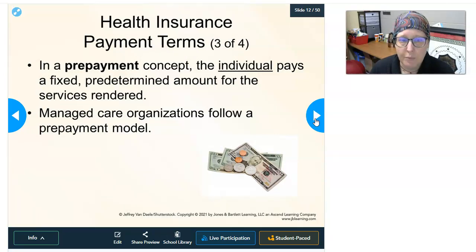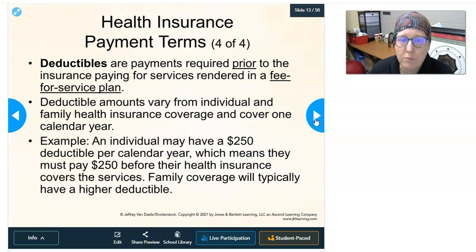It's just less hassle. So again, in the prepayment concept, the individual pays a fixed predetermined amount for the services rendered. So if you go to the doctor, it's $10, $15, $20, $30, something like that. But the clinic also gets X amount from the insurance company a month, whatever, to take care of that patient population. So again, managed care usually uses that prepayment type of model.